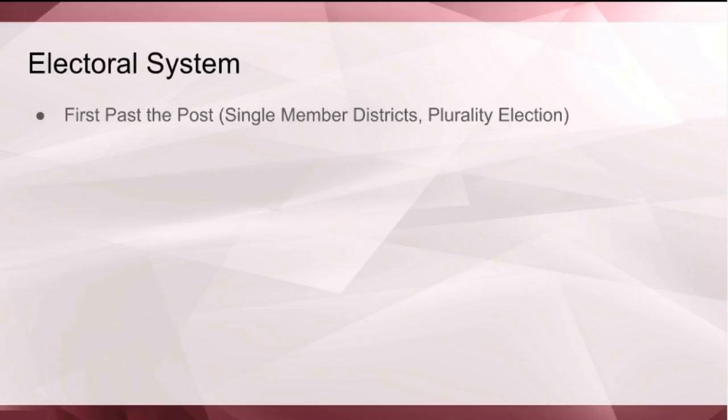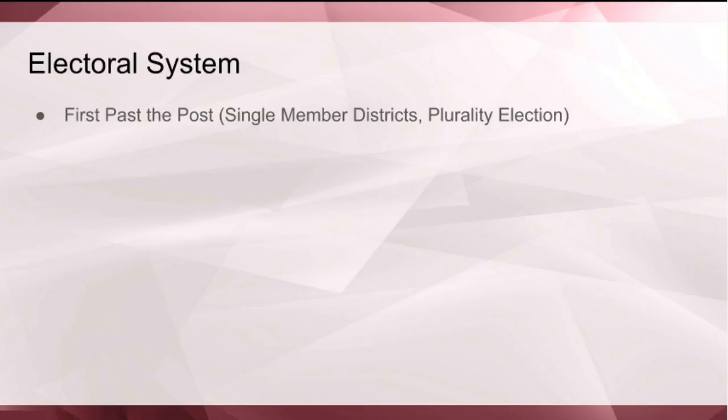Electoral system. The electoral system in the United Kingdom would be characterized as first past the post, or sometimes we refer to it in U.S. politics as single-member districts with plurality election. So in this system, you have a district, and inside of that electoral district, there can only be one representative. You don't have multi-member districts. So the decision-making matrix is bimodal. Somebody's either going to win the election or lose the election. There is no prize for second place.